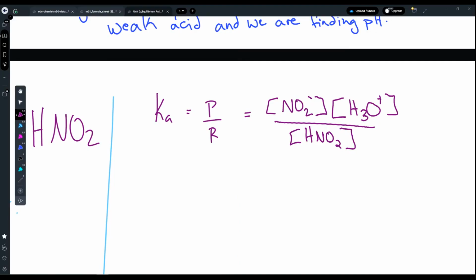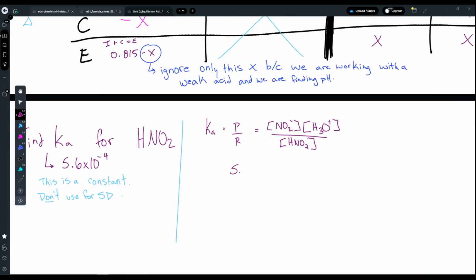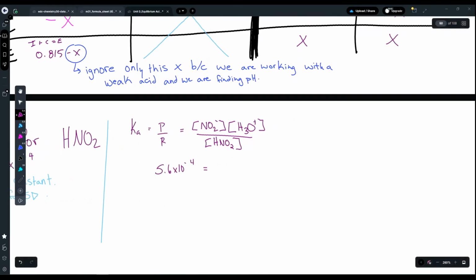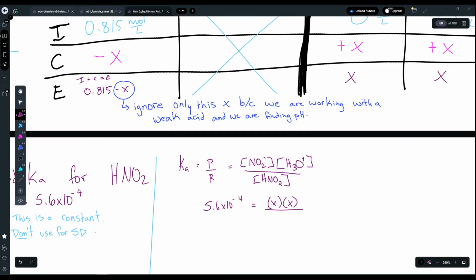Okay, so what I'm going to do is plug in my Ka value for nitrous acid, so that 5.6 times 10 to the negative 4 is equal to, so my value for the nitrite ion and hydronium ion, they were both X, and then the value for nitrous acid, ignoring the minus X, is going to be 0.815.